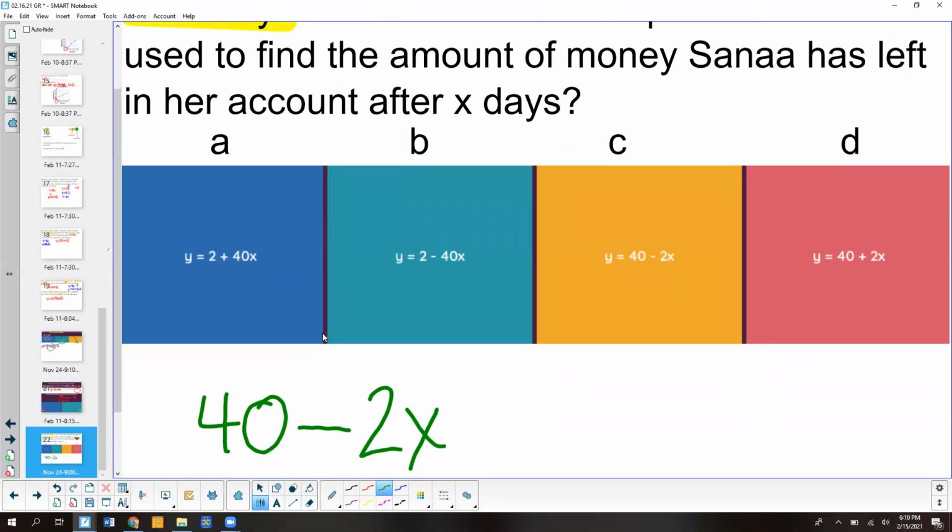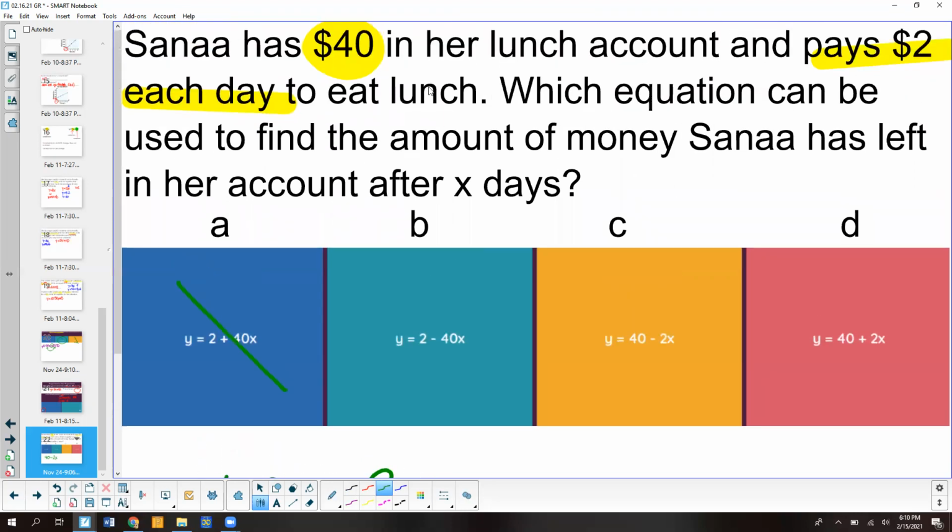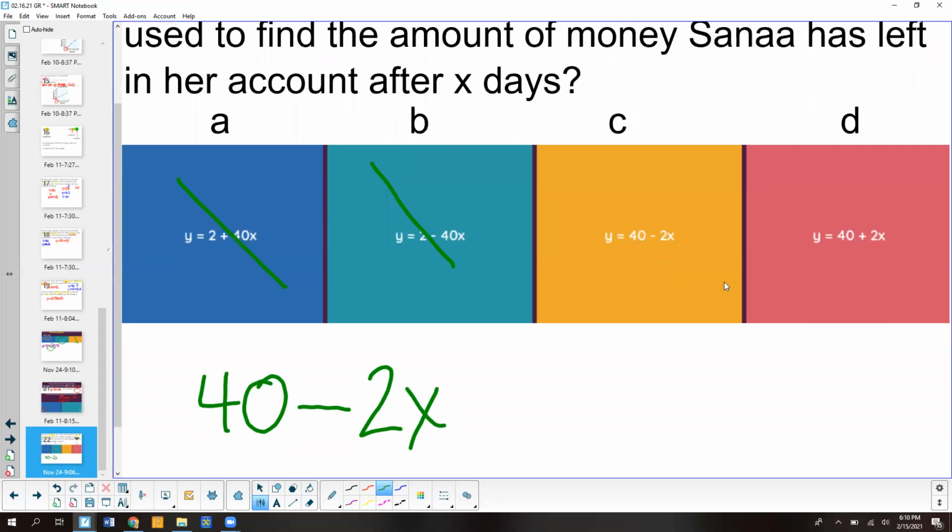Well, 2 plus 40x is not correct. 2 minus 40x, well, 40 isn't the number being impacted by a variable. 40 minus 2x, that looks good. And then 40 plus 2x. The reason it's not plus is because we're spending money. So the answer is going to be C in this case.